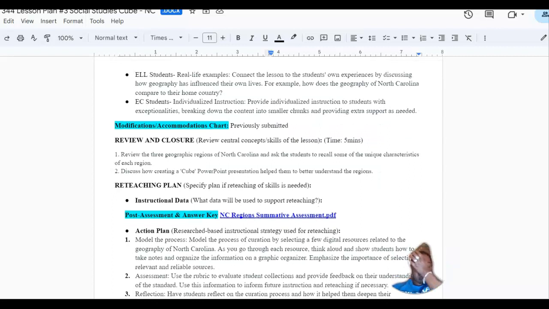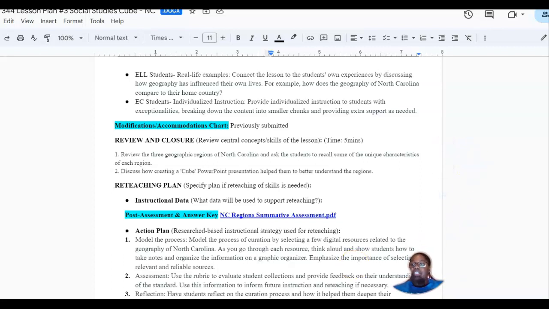Next, we have the review. So this is where we're going to sum it up. We're going to review, and I'm going to ask questions to the students to make sure they can tell me what it was that they talked about, what they learned today. Then we're just going to talk as a group about how the cube has helped them to better understand the three regions. Because some students may have known it before, and for some this could be their first time talking about it.